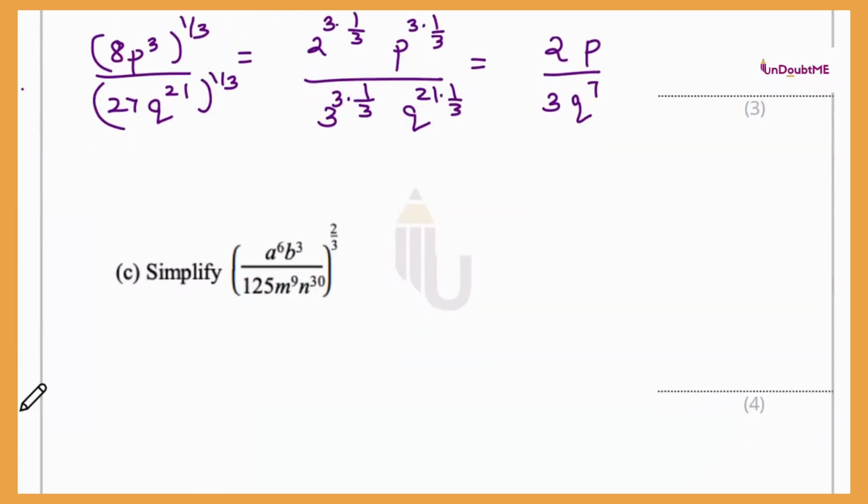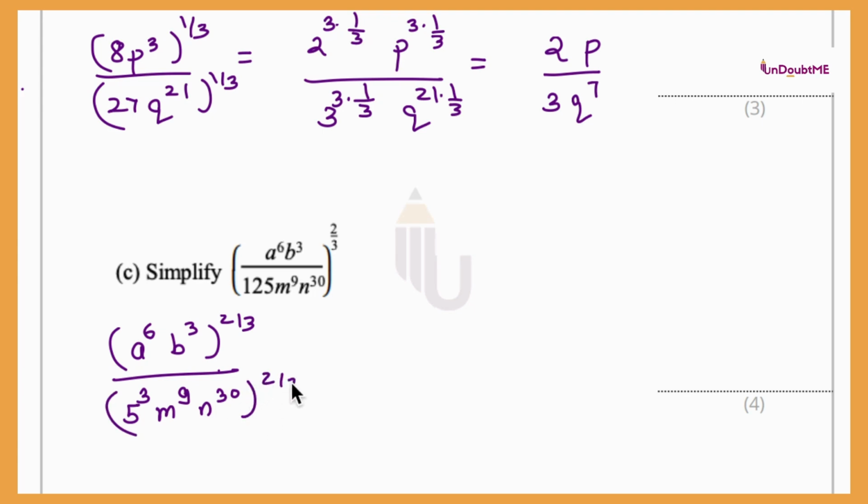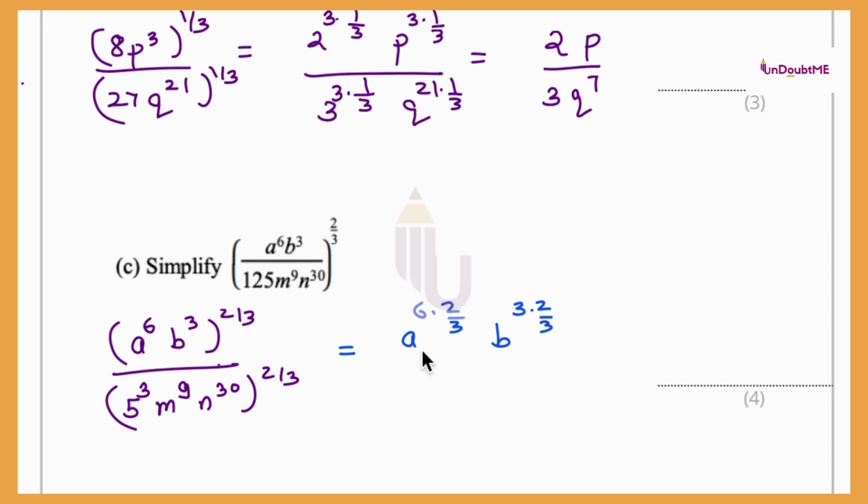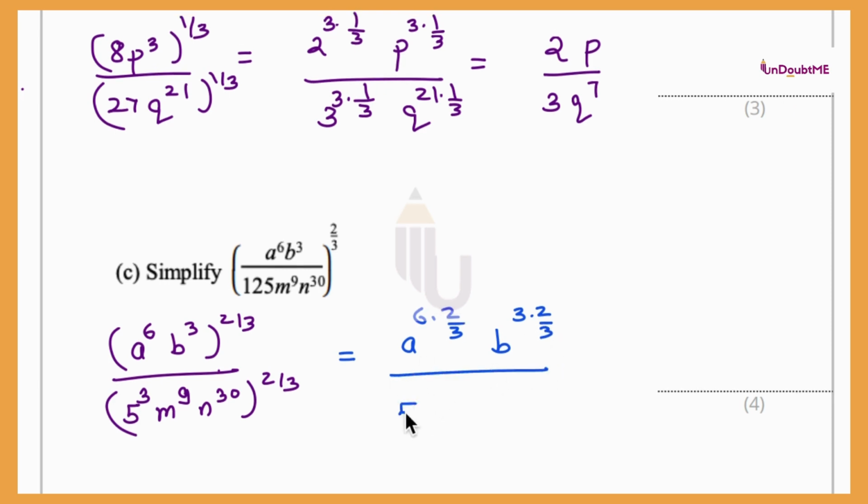Next, same approach. In the numerator we have a to the power 6, b to the power 3 raised to the power 2 by 3. Then 125 can be written as 5 cube, m to the power 9, and 30 to the power 2 by 3. Then a to the power 6 to the 2 by 3, b to the power 3 to the 2 by 3 over 5 cube to the 2 by 3, m to the power 9 to the 2 by 3, and 30 to the 2 by 3.